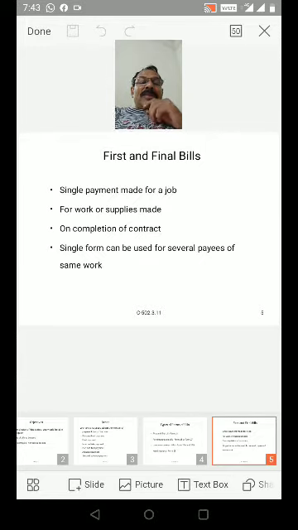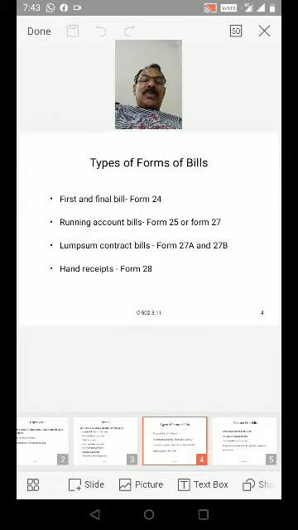Single payment made for a job, for work or supplies made on completion of contract. Single form can be used for several payees of same work. First and final bills from types of forms of bills. Types of forms of bills are these four.